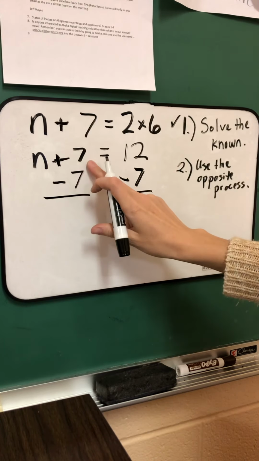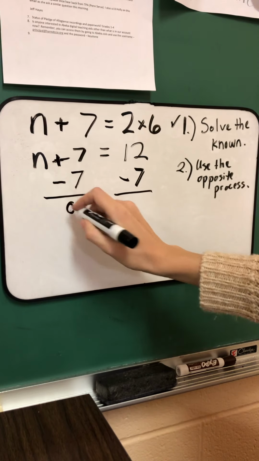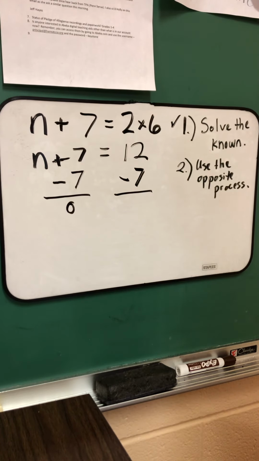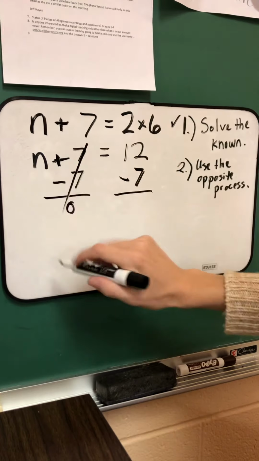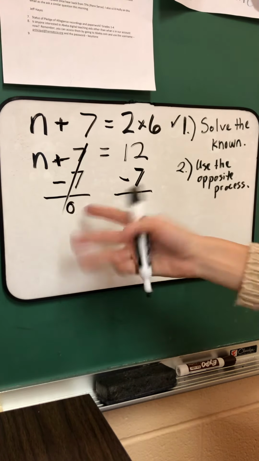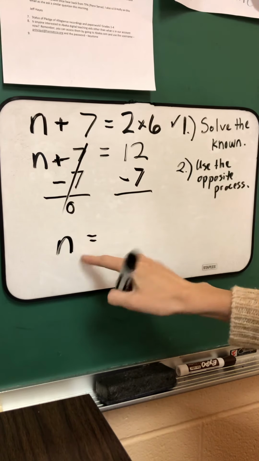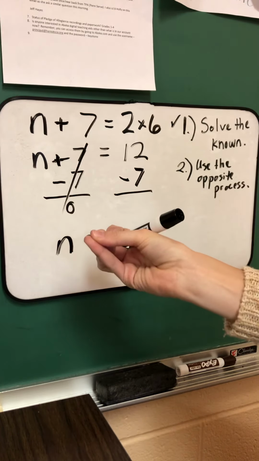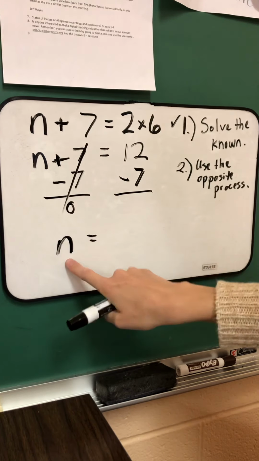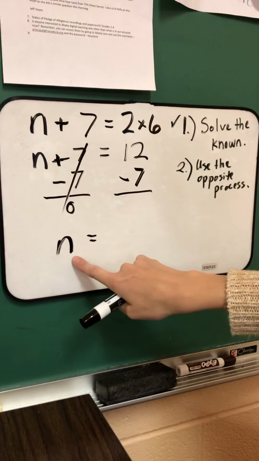7 minus 7 is 0, so we can actually get rid of that. So n plus 0 is nothing, it's just n. Because if you have an unknown number and you add nothing, you're still going to have n. So we just bring n down here since we got rid of the 7s.